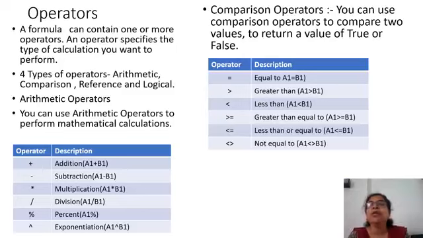Now the comparison operators. You can use the comparison operators to compare two values to return a value of true or false. Equal to, A1=B1, means is A1 equal to B1? Yes, that is true or false. We are giving the answers. Greater than, A1>B1. Less than, A1<B1. Greater than or equal to, A1>=B1. Less than or equal to, A1<=B1. Then not equal to: the less than and greater than symbols together, <>, are used for not equal to. These operators we are using.